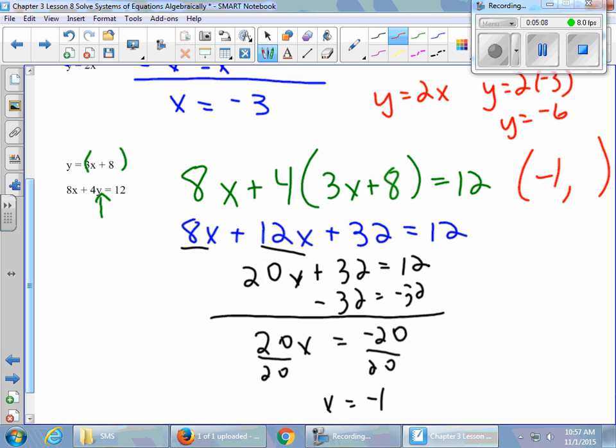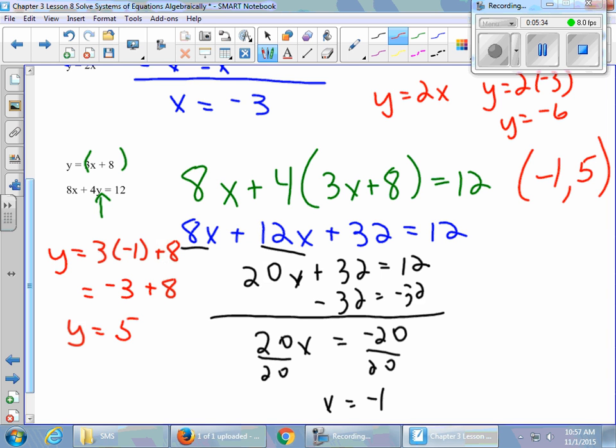Now we're looking for our y. So now we can just take our negative 1 and plug it in for x in either equation. We'll plug it into the top equation. So we're going to have y equals 3 times negative 1, that takes the place of x, plus 8. So 3 times negative 1 is negative 3, plus 8. So y is going to equal negative 3 plus 8, which gives us 5. And 5 is your answer.